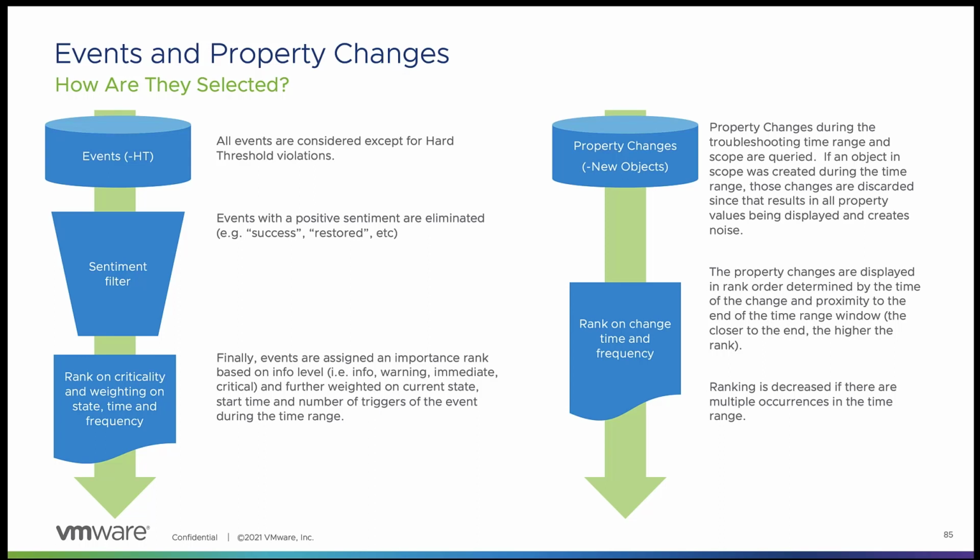Then we're going to take all of those property changes and rank those based on the time and the proximity to the end of the time range. The closer to the end of the time range we've selected, the higher that's going to be weighted. And then if there are multiple occurrences of a property change, the ranking is going to be decreased a little bit for multiple occurrences of that.